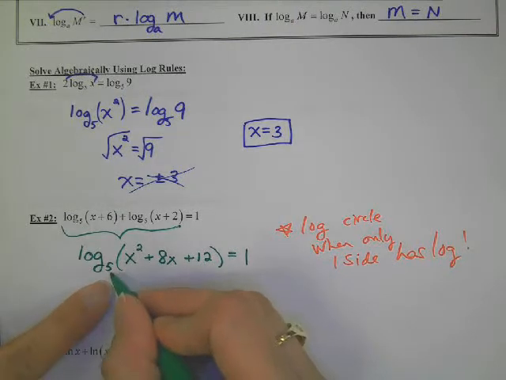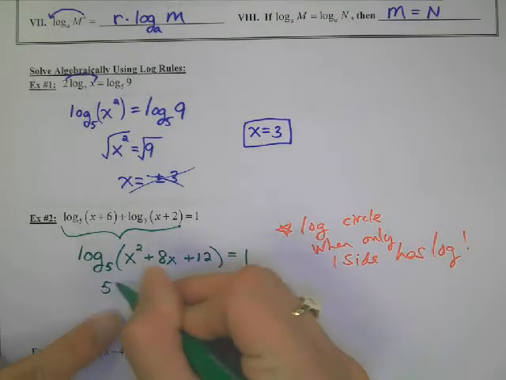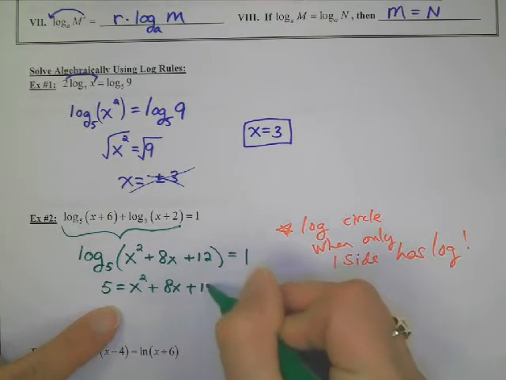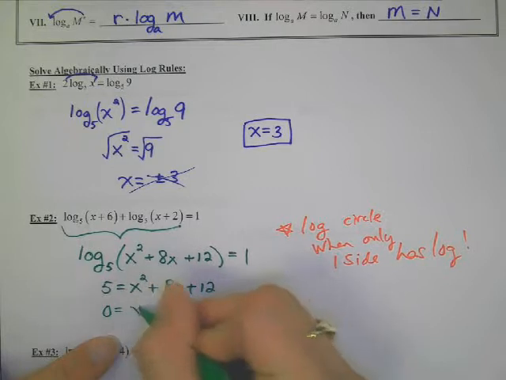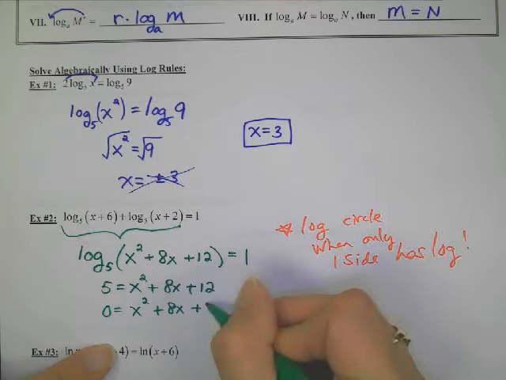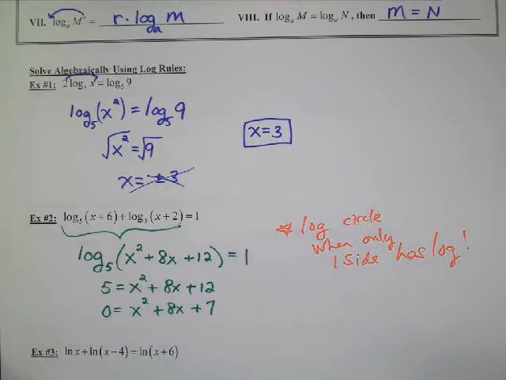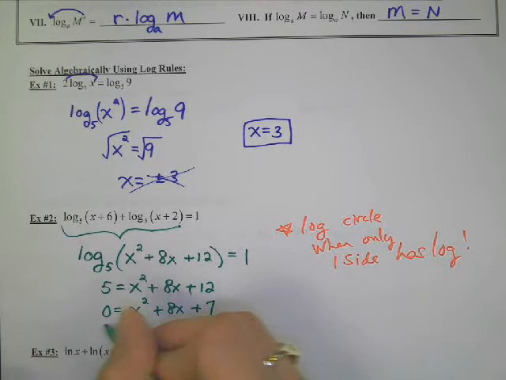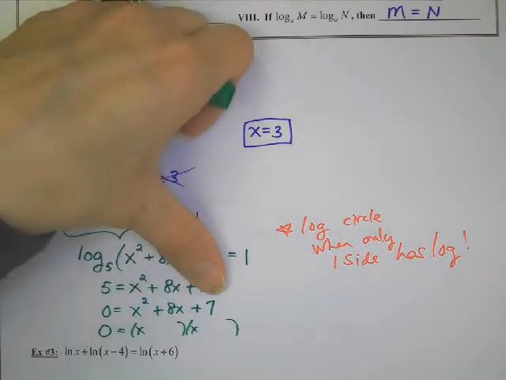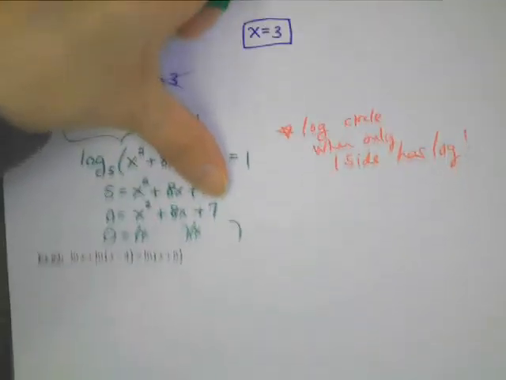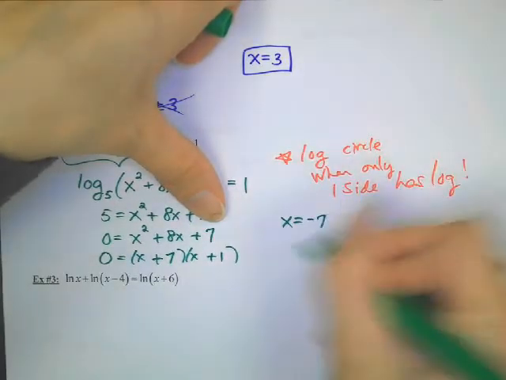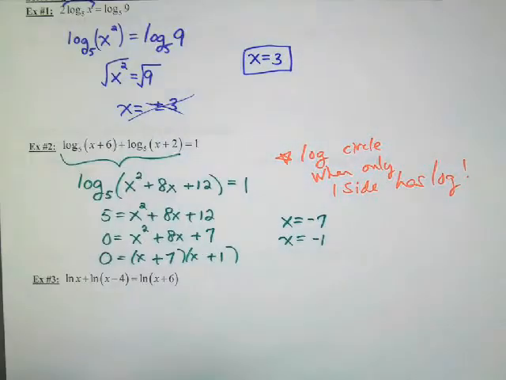Here I go. 5 to the power of 1 is 5 equals x squared plus 8x plus 12. I'll move everything over to one side, and that gives me 0 equals x squared plus 8x plus 7. And I'm really hoping this one factors. Oh, I think it does factor. x and x make x squared. And how do you make a 7? That's going to be plus 7 plus 1. Okay, so our two answers are negative 7 and negative 1.